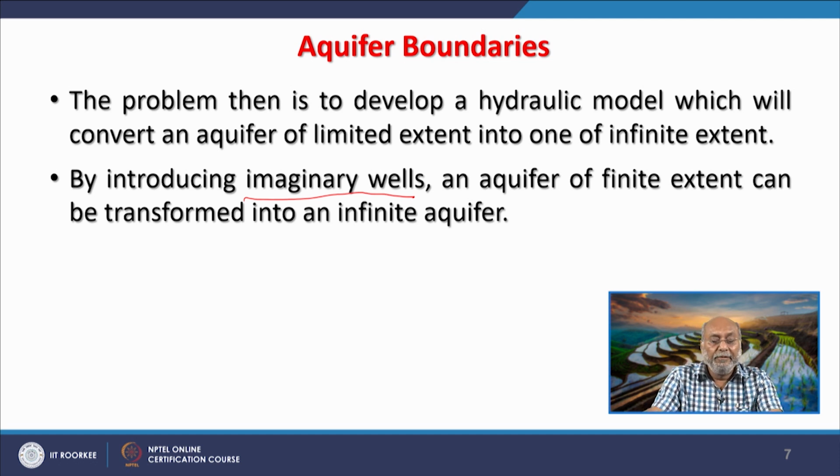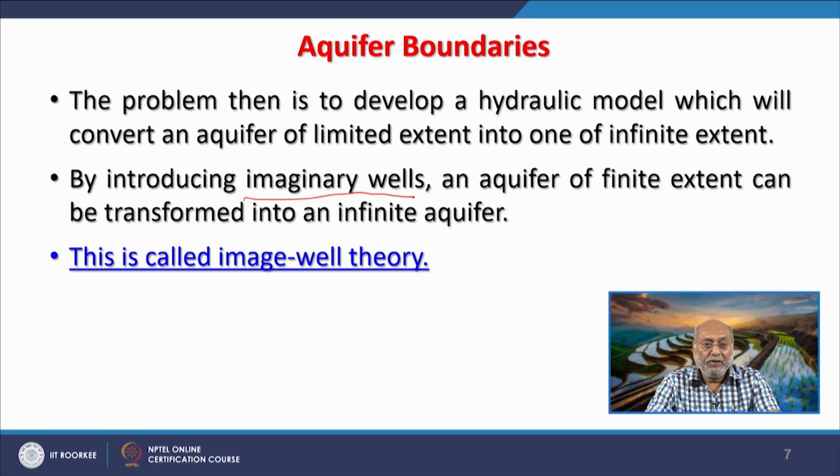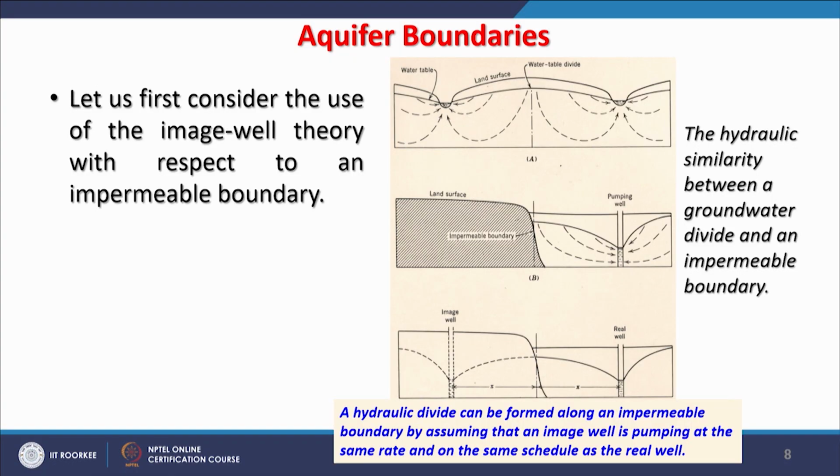So, an aquifer of finite extent can be transformed into an infinite aquifer. A finite extent of aquifer can be converted to infinite by introducing an imaginary well, and this is also called image well theory. So, this works for estimations of all these things quite well, and it has been practiced also. So, first we will consider the use of image well theory with respect to an impermeable boundary.